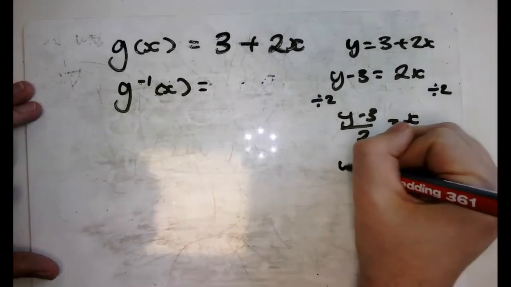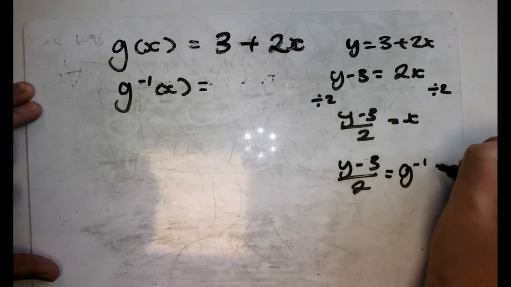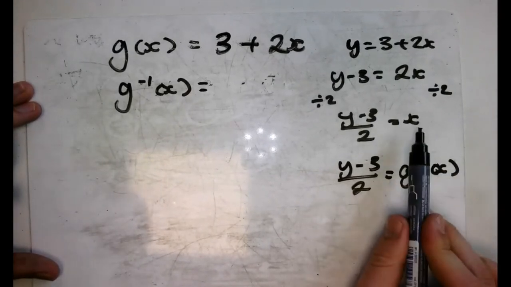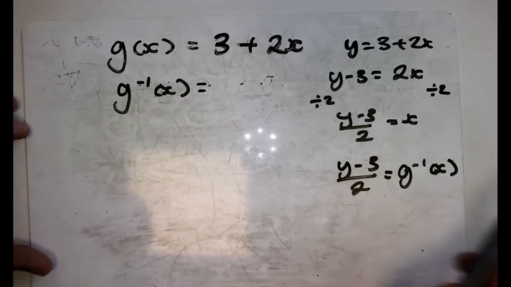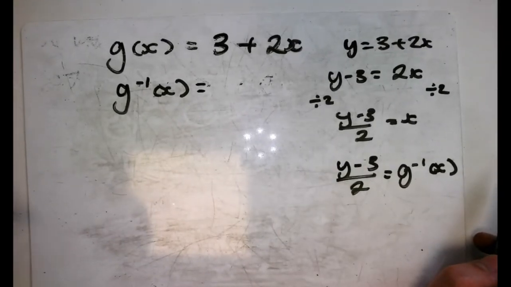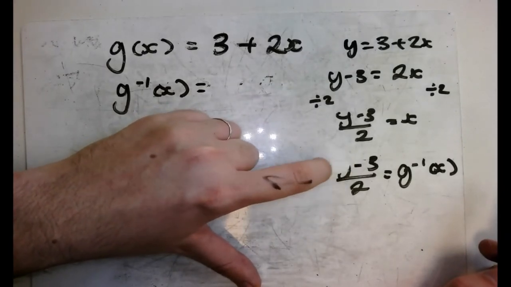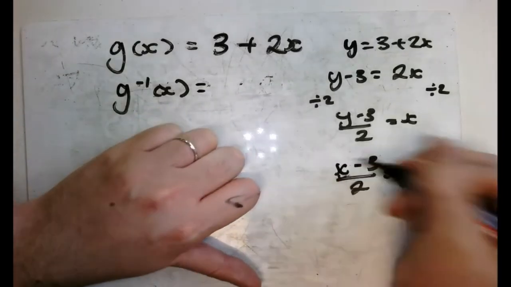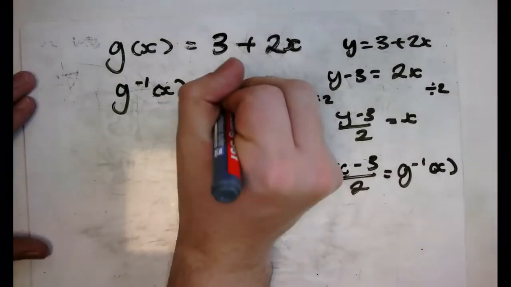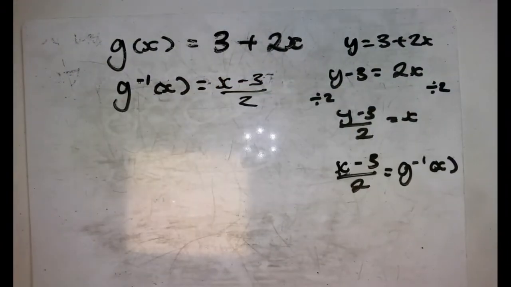In fact, look really carefully at my answer. What mistake have I made? I've replaced the x for g minus 1 of x. However, what is wrong with this solution? Have a little think about that now. If you got this correct, you'll notice it's because the y also needs changing to an x. So that should be x minus 3 over 2. And now we have our correct solution.